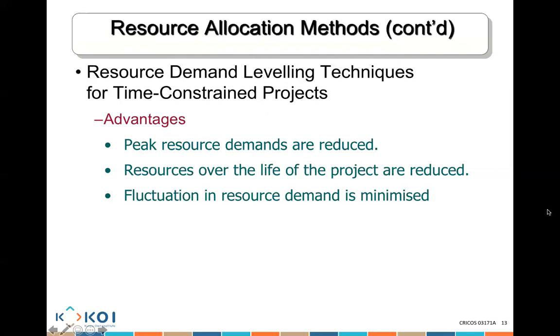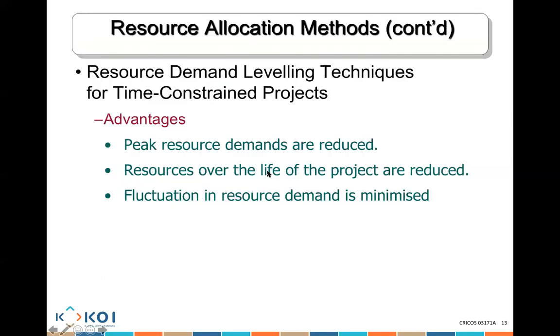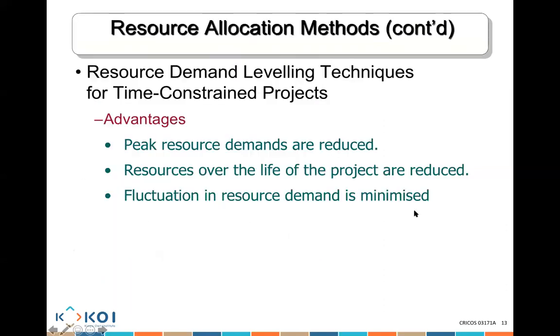The advantages of using this leveling technique is my peak resource demand is reduced. So instead of needing 4 people, I just need 3 people maximum. That's an advantage. Resources over the life of the project are reduced. Fluctuation in resource demand is minimized. Instead of having 2 and then 4 and then 1 and then 3, you make it more smooth: 2, 2, 3, 3. Okay? When you need to get resources, you make it more stabilized.